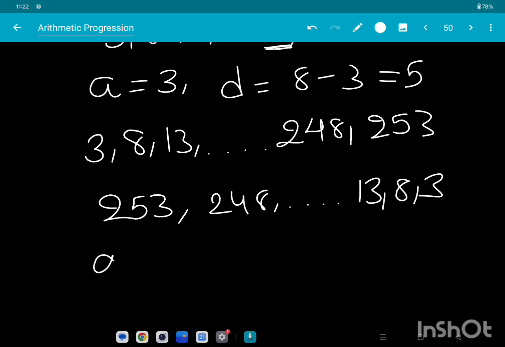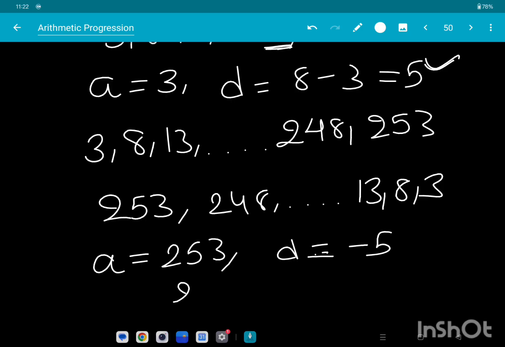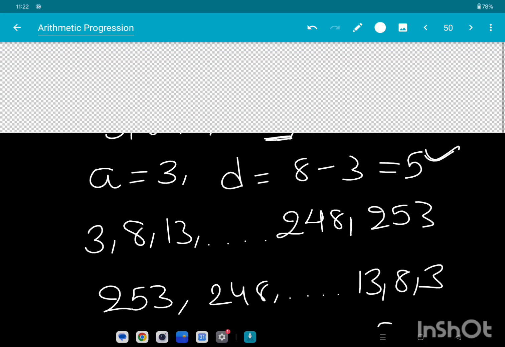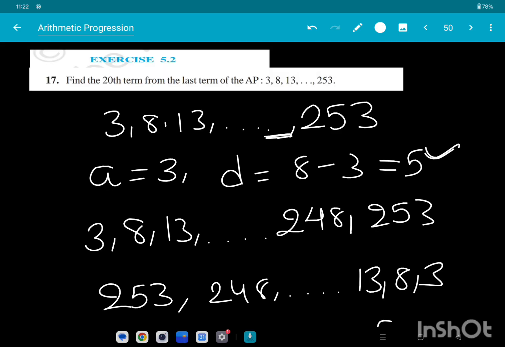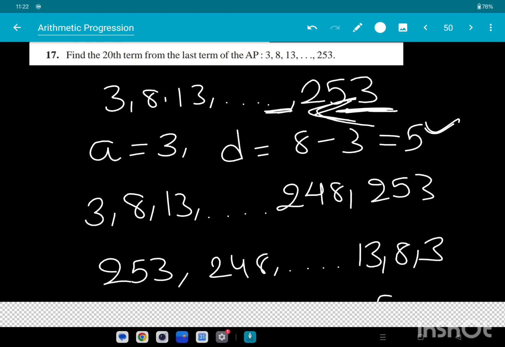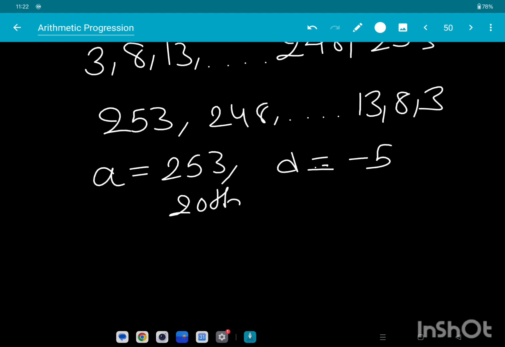Now the A value here is 253. And what is the common difference here? It is reversed, so the common difference is minus 5. Now I need to find the 20th term. It was asking for the 20th term from the last, which means it should come from this side. So if I reverse the AP, it will be easy for us to calculate. So this is the A value and the common difference is minus 5.